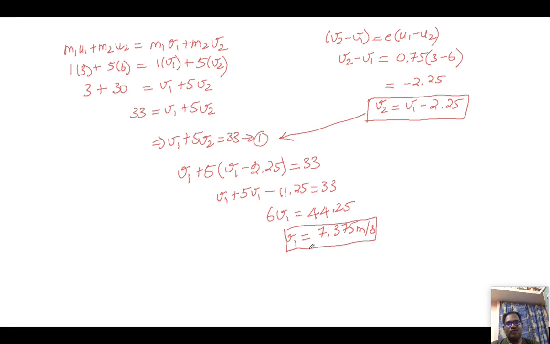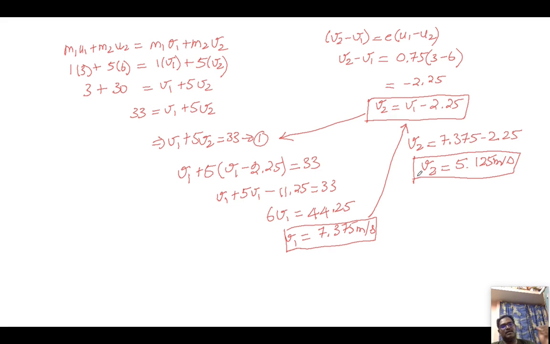So now we have found both the loss in kinetic energy as well as the final velocity of the first body. If you want, you can substitute the value of v1 to get the value of v2. Even though it's not asked in the question, we'll do it. So v2 is equal to v1, which is 7.375 minus 2.25, or v2 takes a value of 5.125 meter per second.